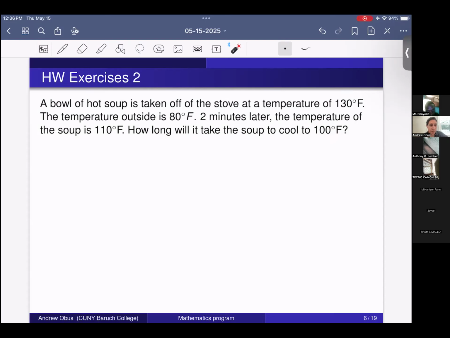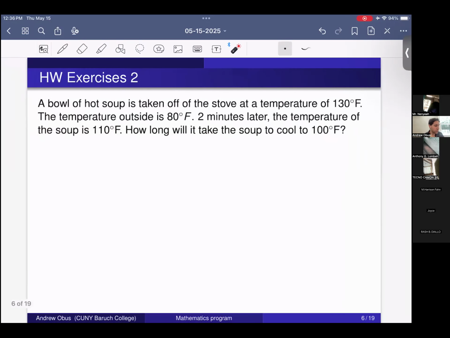Okay, it takes 2 minutes to go to 110. So that's cooling 20 degrees. So if you don't know Newton's law of heating and cooling, you might say, well, if it takes 2 minutes to cool 20 degrees, then it should take 3 minutes to cool 30 degrees. That would presuppose a linear relation between time and temperature. But what we're going to see is that's not actually right. It's going to take more than 2 minutes for this. It's going to take more than 3 minutes for the soup to cool to 100 degrees Fahrenheit.